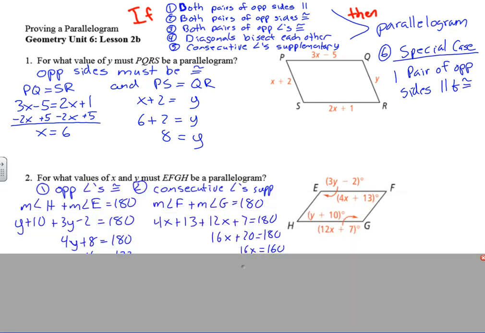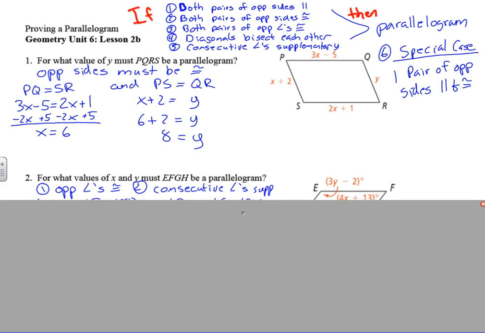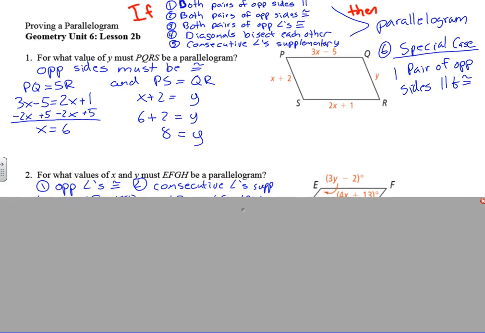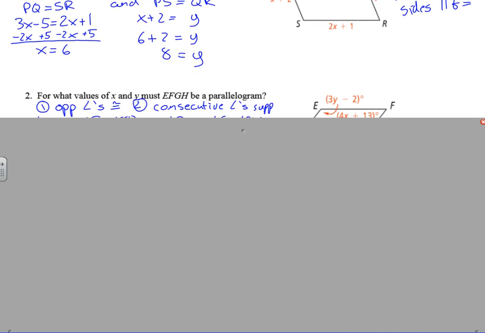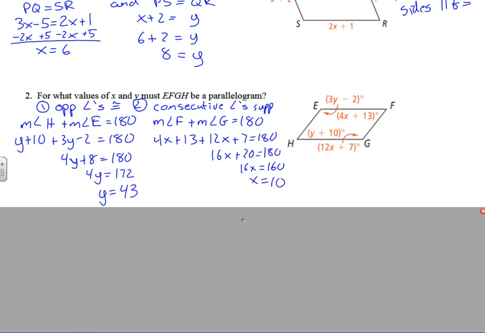All right, so the next one here is, for what values must this thing be a parallelogram? Well, when you're looking at angles, you got two options. Opposite angles are congruent, consecutive angles are supplementary. The issue in this one is if you go ahead and look at opposite angles and set them equal to each other, they both have x and y. So instead of doing opposite angles equal, I'm going to go with consecutive angles are supplementary.